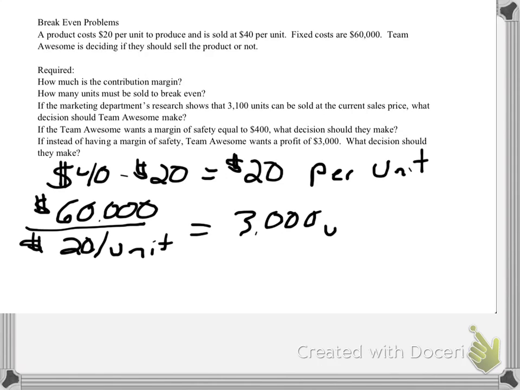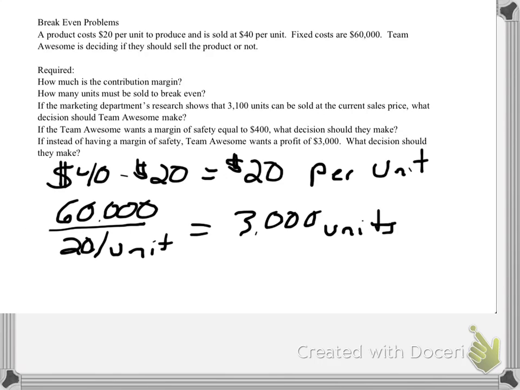This is where you really need to pay attention to what you're being asked, because the actual dollar signs cancel out when you have a numerator divided by a denominator in dollars, and you're left with 3,000 units. So you really need to keep track of these items.